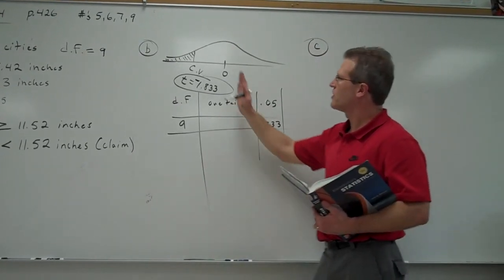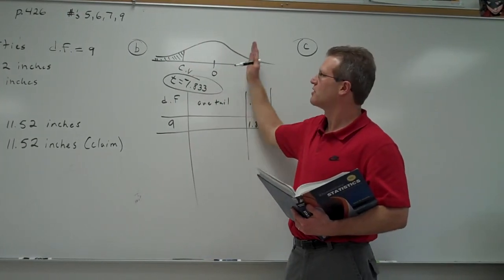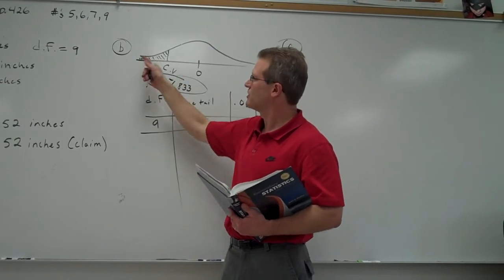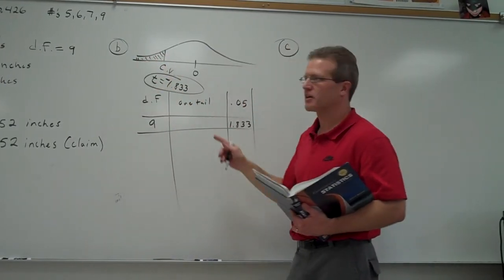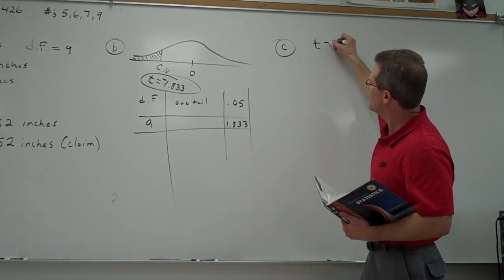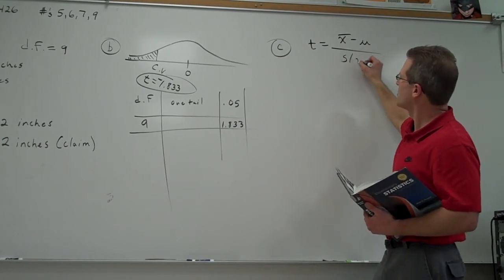If the test value falls in this white area, that's the non-rejected region. That means we will not reject the null. If the test value falls out in the critical region, the striped tail area, then we'll reject the null. Okay? So to get our test value, T equals X bar minus mu over S divided by the square root of N.